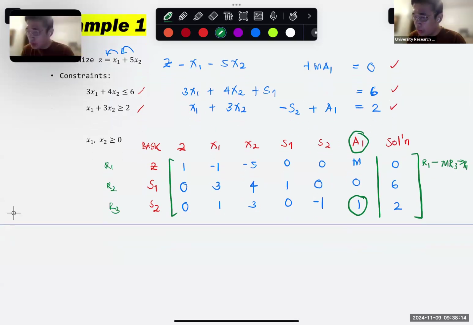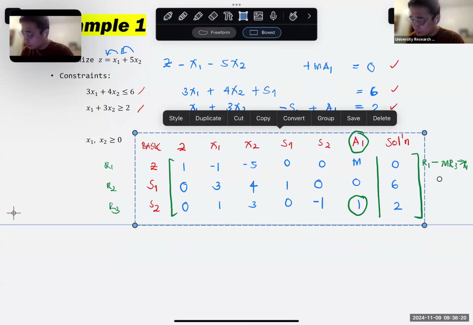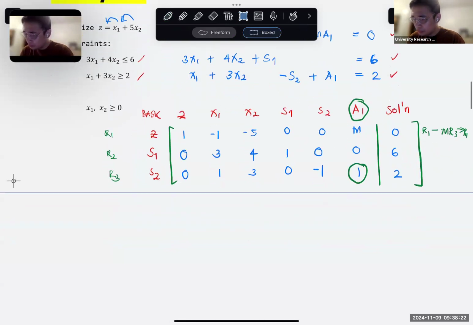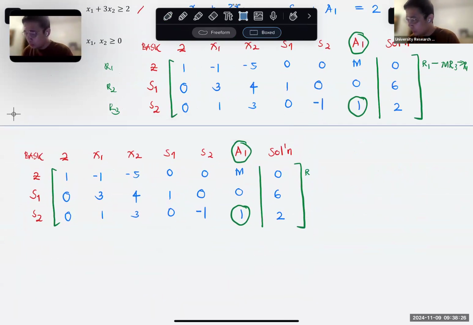I'm just going to copy. By the way, don't hesitate to correct me. It's a bit confusing sometimes.